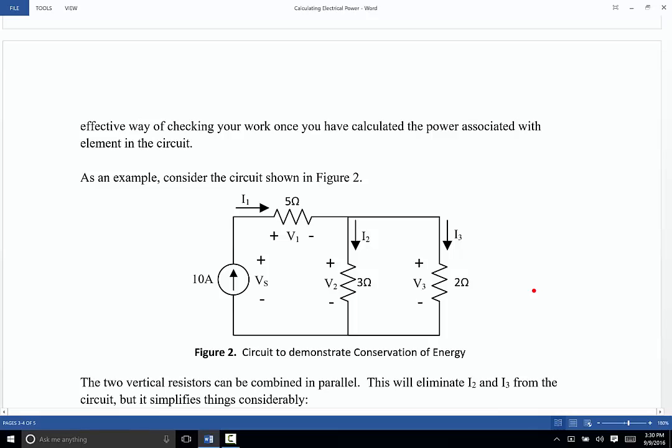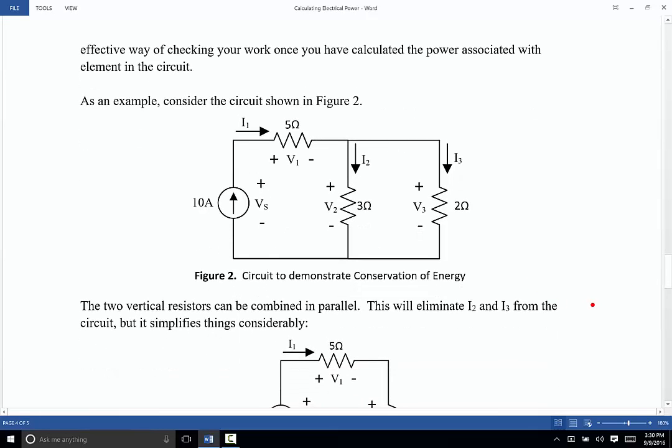There are a couple of ways we could demonstrate that it balances. One is we could calculate the power that's being absorbed and verify that it's the same as the power that's being supplied. Or if we consider the power being absorbed for all of the elements, then it would be negative for the ones that are supplying the power, and then it has to add up to 0. Either of those would be appropriate.